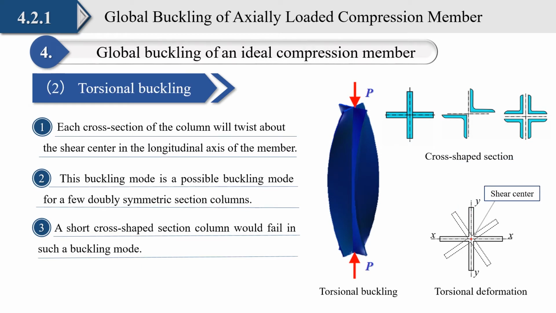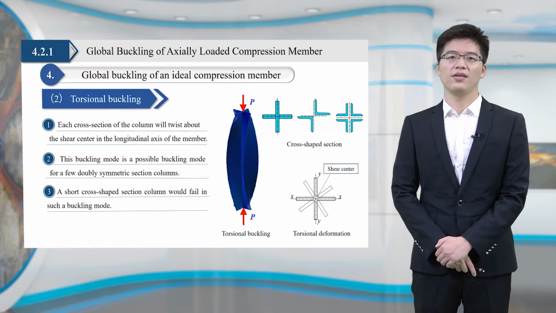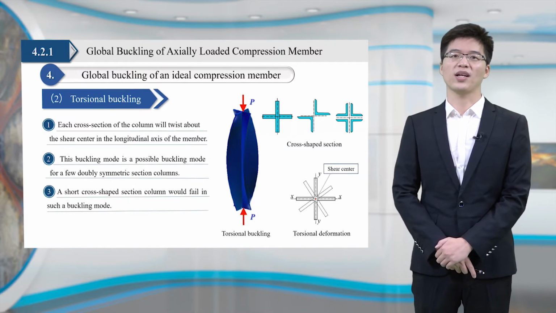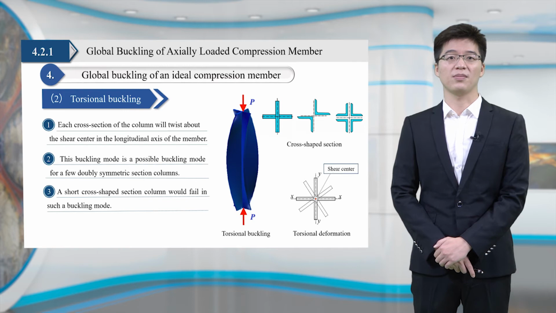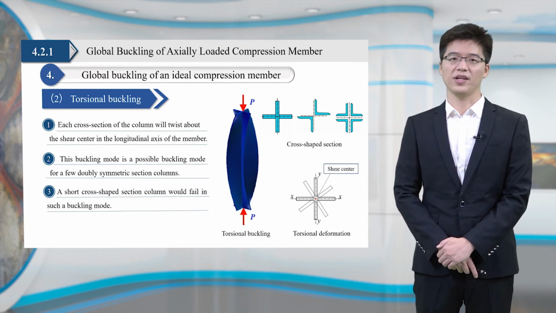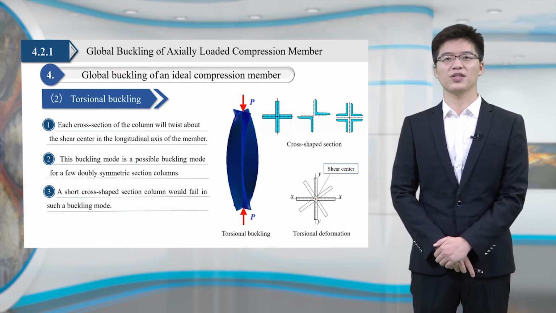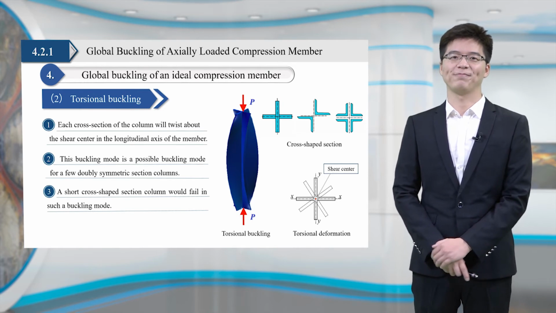The second buckling mode is torsional buckling. In this buckling mode, each cross-section of the column will twist about the shear center in the longitudinal axis of the member. This buckling mode is a possible buckling mode for a few doubly symmetric section columns. For example, a short cross-shaped section column would fail in such a buckling mode.